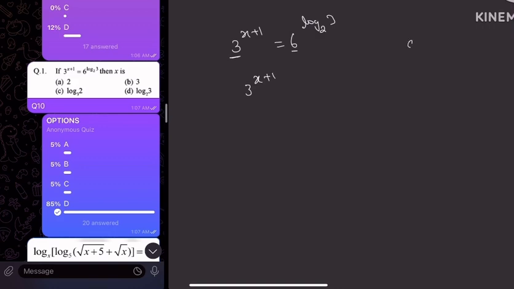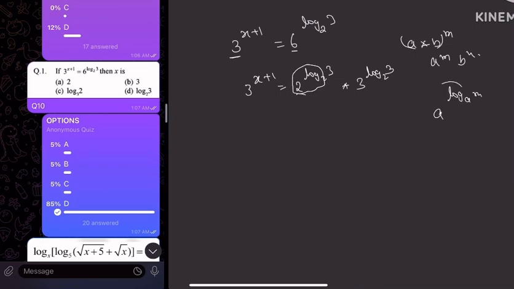The property which I'll be using is (a into b) to the power m can be written as a^m into b^m. So 6 can be written as 2 into 3. So this can be written as 2 to the power log base 2 of 3 into 3 to the power log base 2 of 3. We know the property of log, that a to the power log base a of m becomes m. So this can directly be written as m. So let us write that 3 to the power x plus 1 equal to, this becomes 3, so we can write 3 into 3 to the power log base 2 of 3.